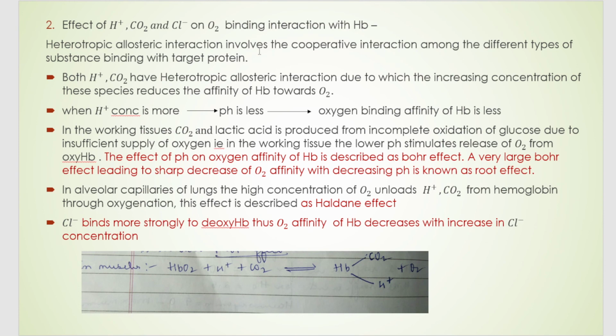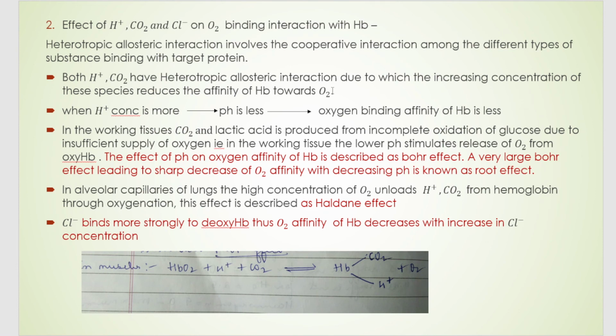Heterotropic allosteric interaction is mainly seen in the muscle or the tissues of the body, and this is responsible for hemoglobin to release oxygen in the muscle and take carbon dioxide back to the lungs. Let us see how this happens. Before that, you should know that when H plus concentration is more, the pH will be less. That is true, correct. When there is high concentration of H plus, how is the pH? pH will be less, and the oxygen binding affinity of hemoglobin is less.